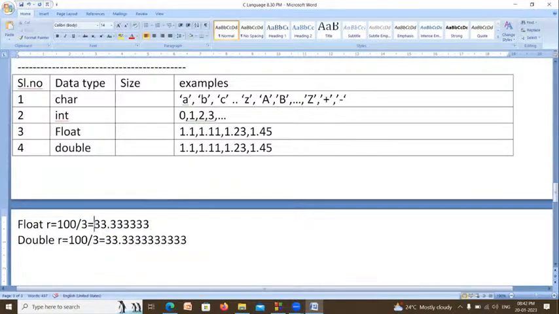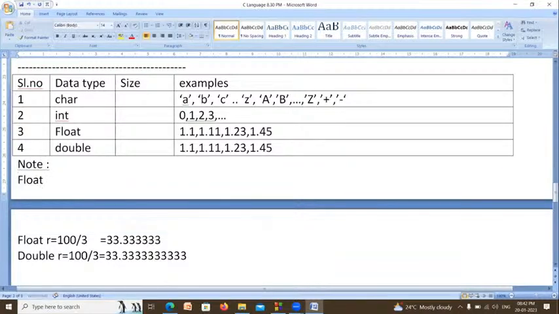Both are floating point numbers. Here also the point is there, and here also the point is there. What is the difference between these two? Double has 4 extra precisions, meaning totally it has 10 precisions. Float has only 6 precisions. That is the difference. Now tell me, what is the difference between float and double? Note.